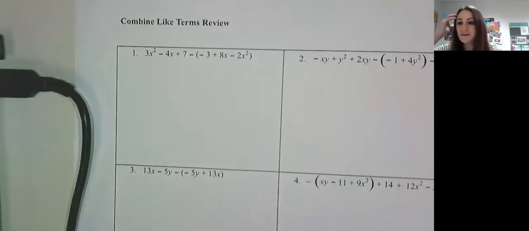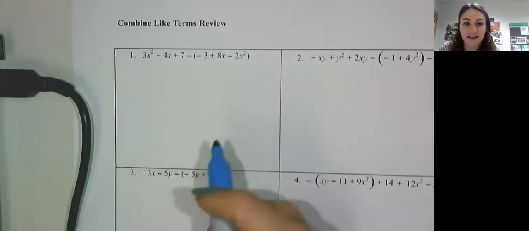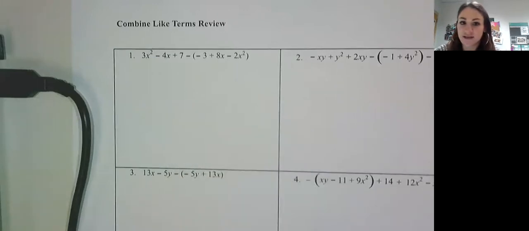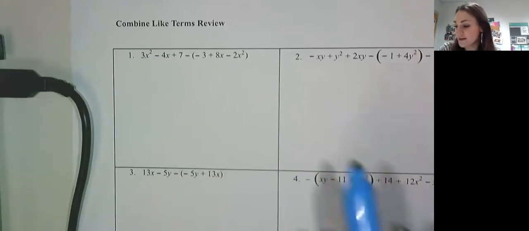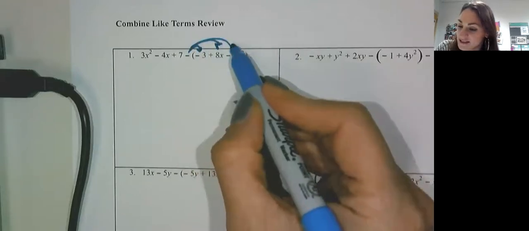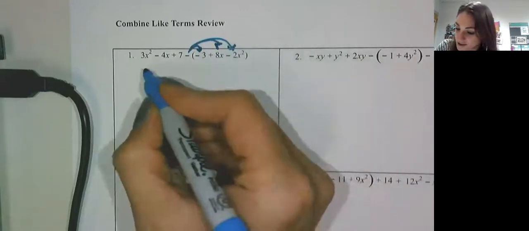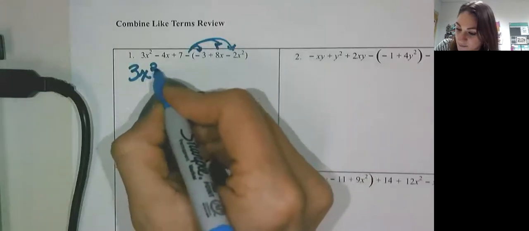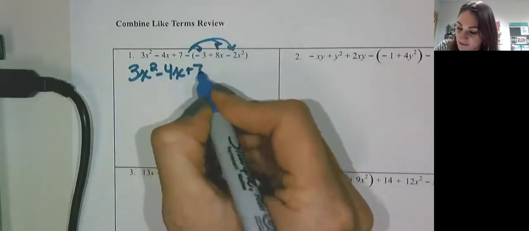Okay, in this video, I'm going to show you how to combine like terms on this review sheet. So we have the negative with the parentheses. So that means everything here is in the opposite region. So before we start to combine like terms, we need to flip those tiles out of the opposite region.